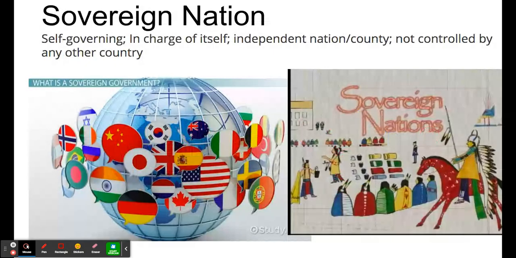My turn, your turn. Sovereign nation. A sovereign nation is self-governing, in charge of itself. It's an independent nation or country not controlled by any other country.